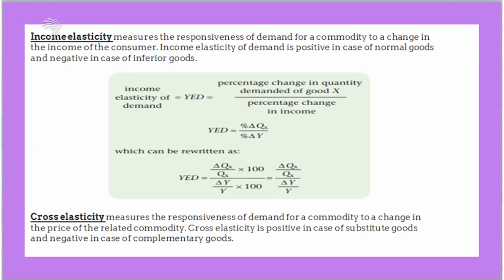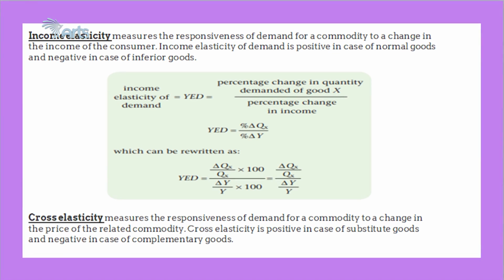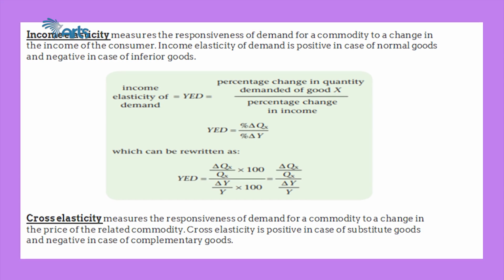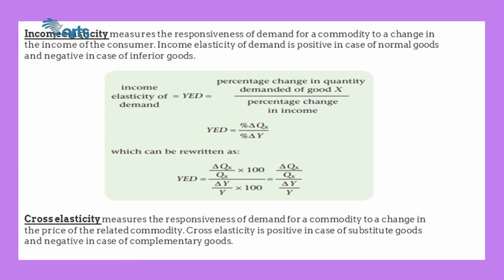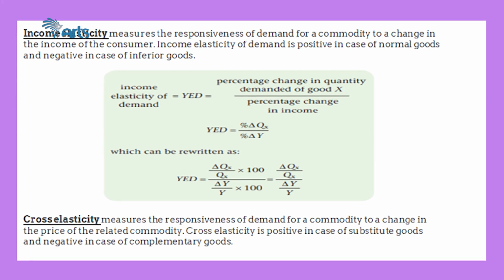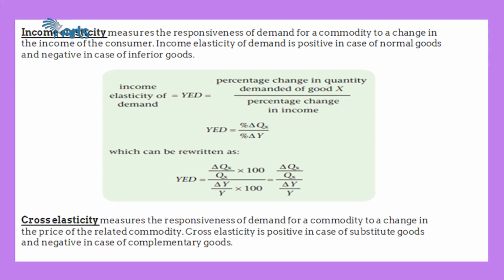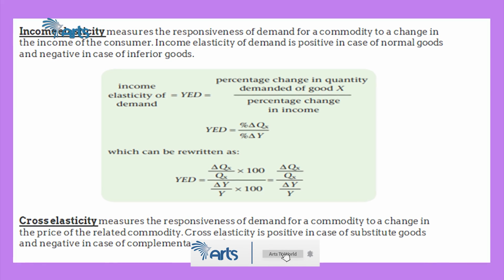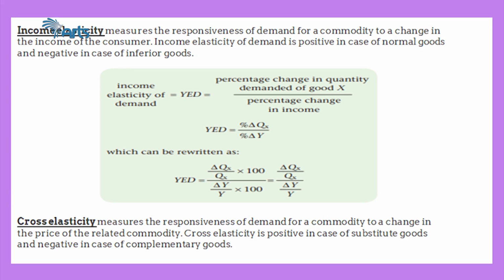Now let's turn to income elasticity. Income elasticity measures the responsiveness of demand for a commodity to change in the income of the consumer. Income elasticity of demand is positive in case of normal goods and is negative in case of inferior goods. So income elasticity of demand, I'm going to abbreviate it as YED. The formula of YED is percentage change in quantity demanded of good X divided by percentage change in income.